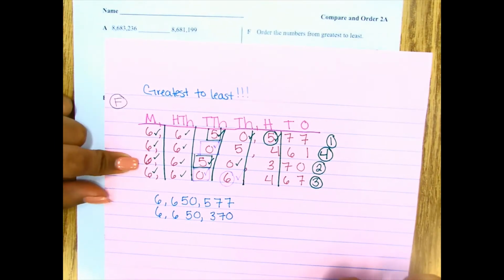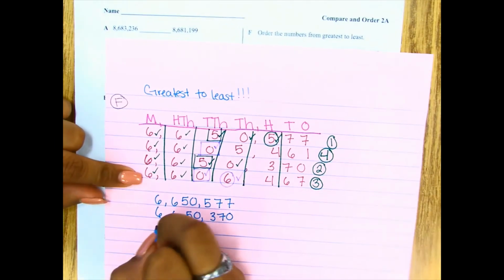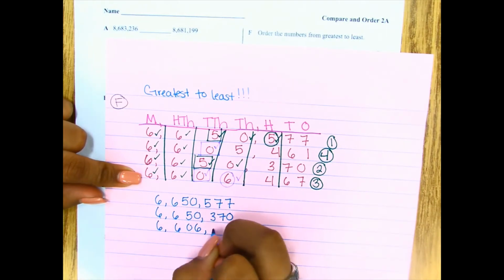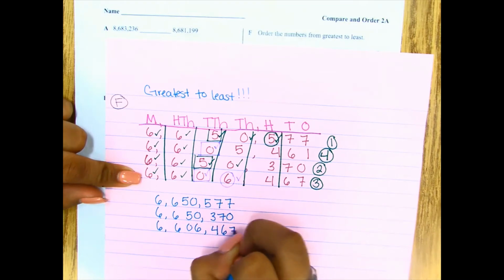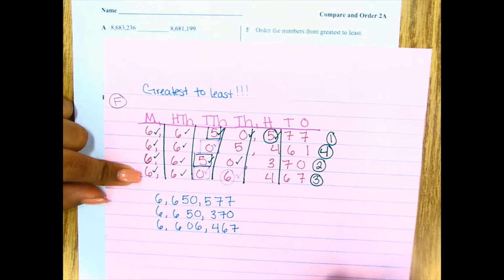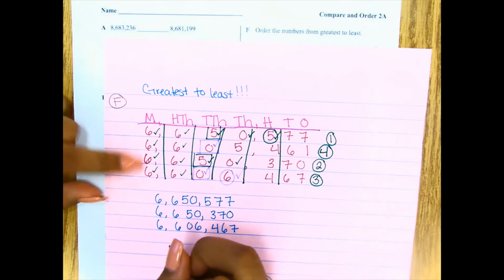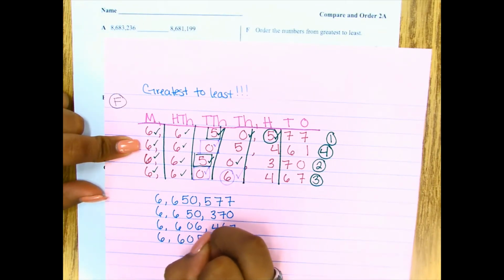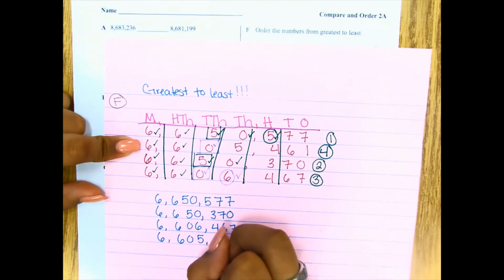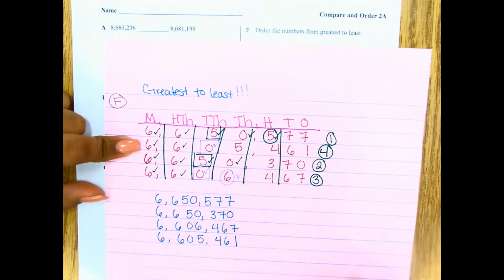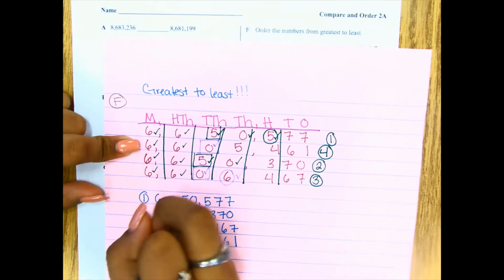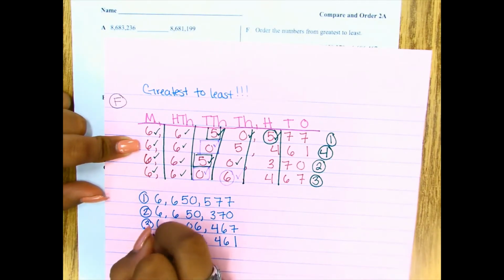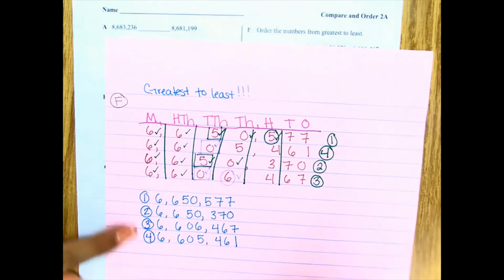Now I finished with those two. I'm going to go to my third place, which is 6,606,467. Now for my last place, which is fourth, I have 6,605,461. So this is my first place, my second place, my third place, and my fourth. This is from greatest to least.